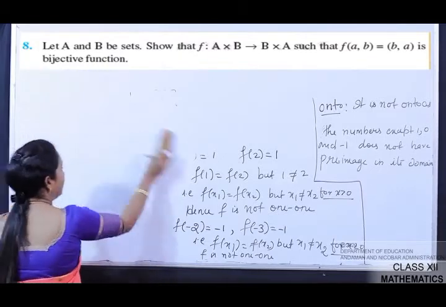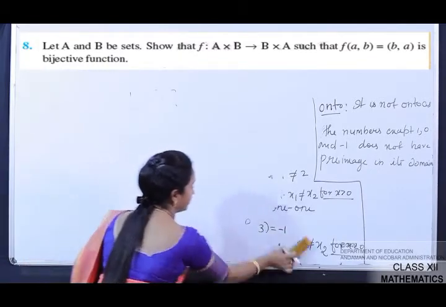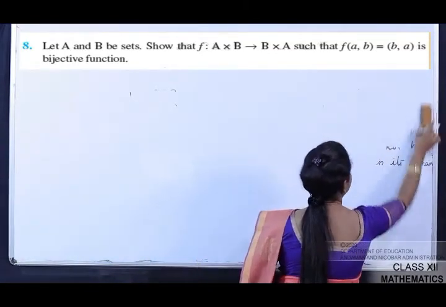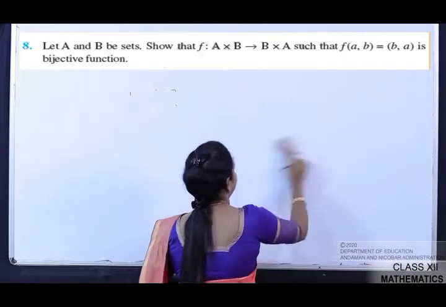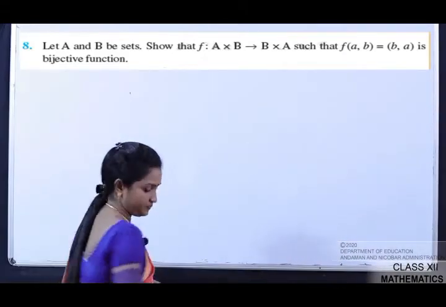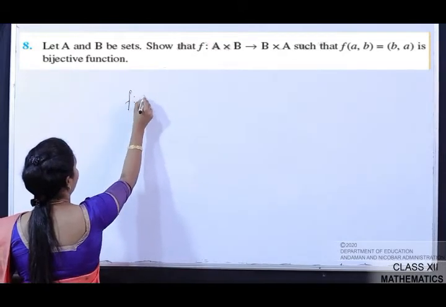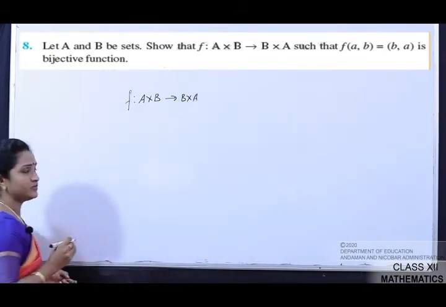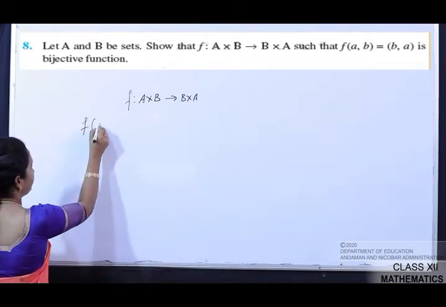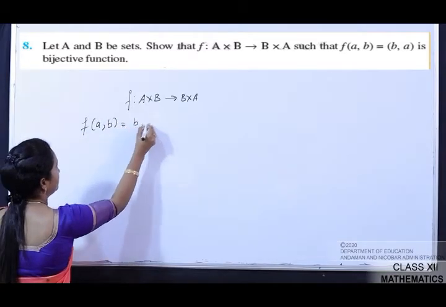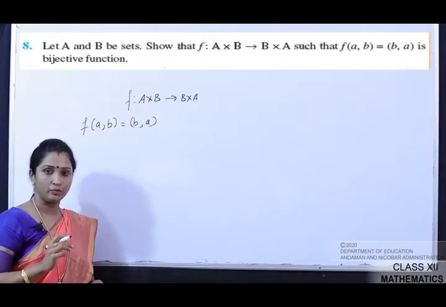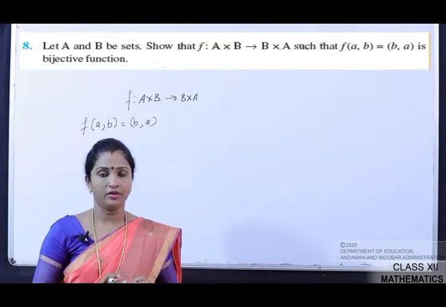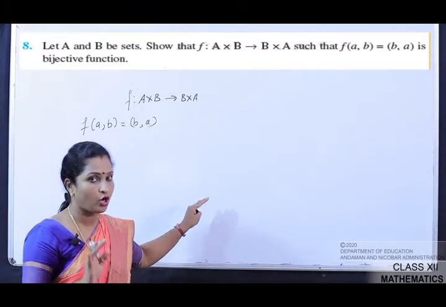In this question again they are talking about Cartesian product. Okay, Cartesian product, I hope it's clear to you all because we have already learned Cartesian product. F is a mapping from A cross B to B cross A. It's already given to you, defined by f of AB is equal to BA. You have to show that the function is bijective. तो ये बात clear है, function 1 1 भी है, onto भी है.